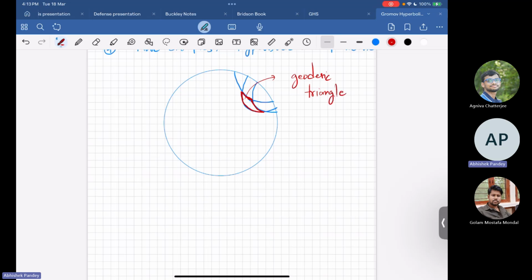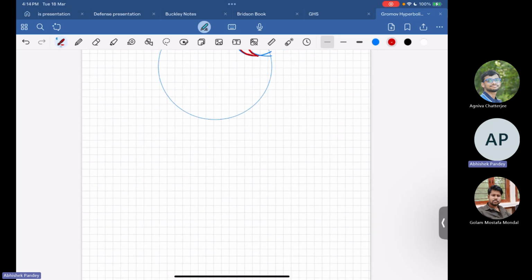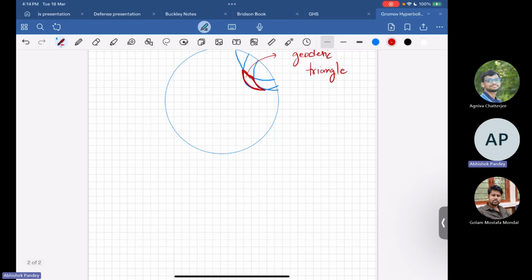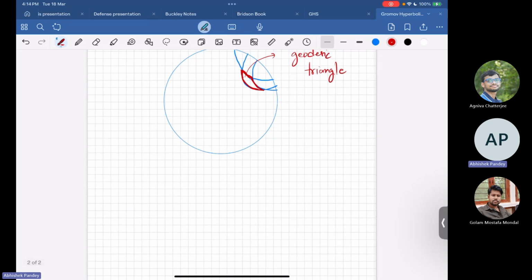Okay, so what we are seeing is that geodesic triangles in this space are basically slimmer than their counterparts in the positively curved spaces. So for these geodesic triangles, the sides are kind of slim. I will mention what we mean by slim, and this is kind of an observation.